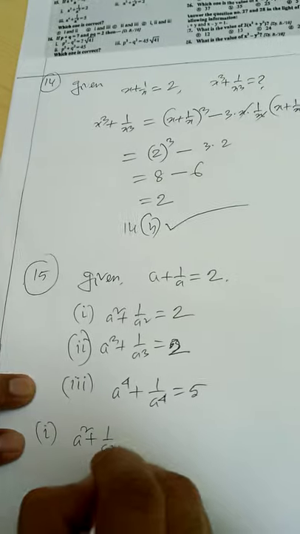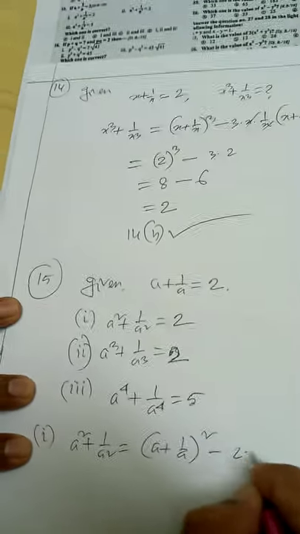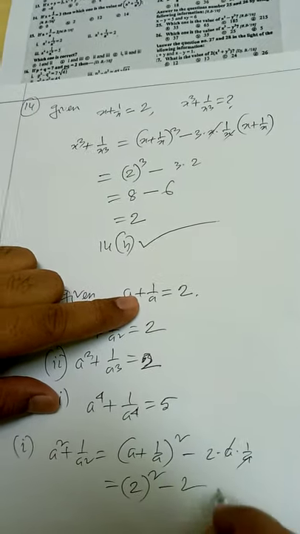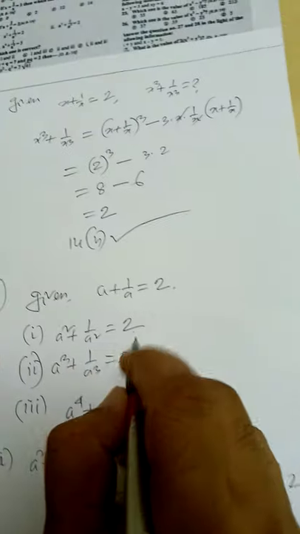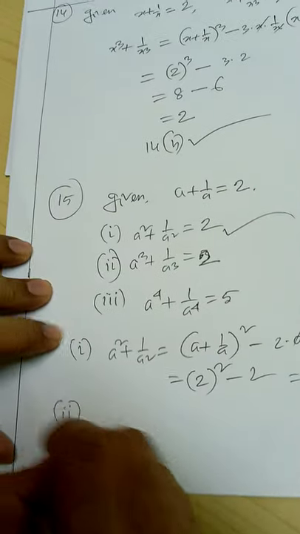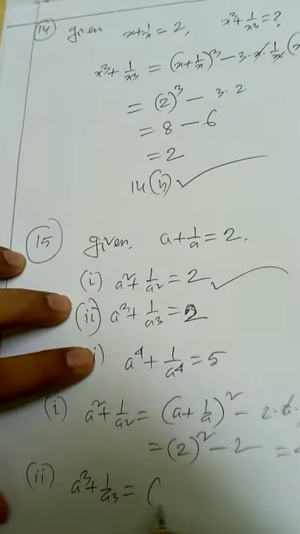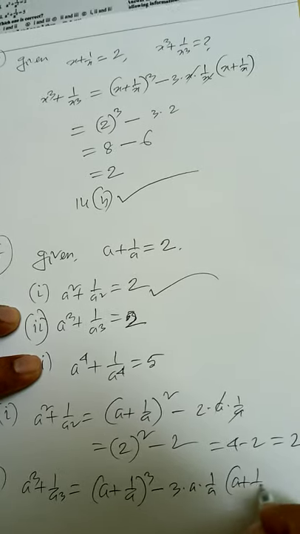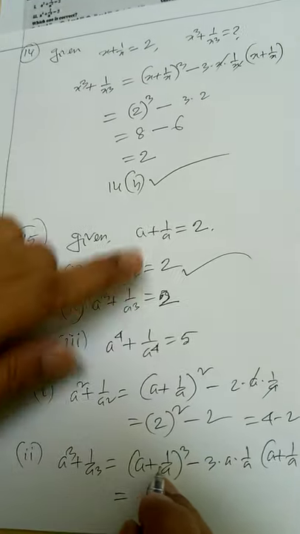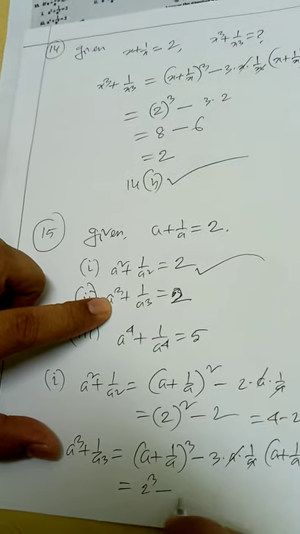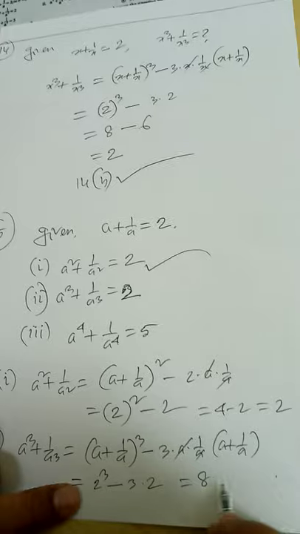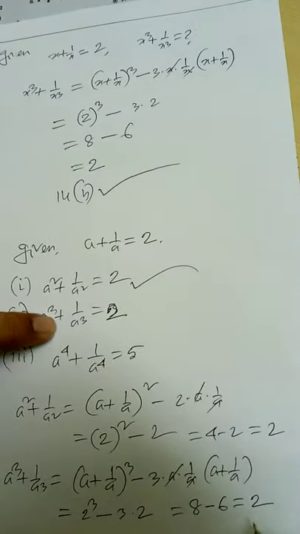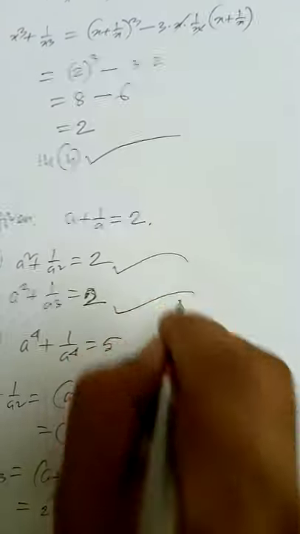Number 1: a square plus 1 by a square equal to a plus 1 by a whole square minus 2 into a into 1 by a, equal to 2 square minus 2, equal to 4 minus 2 equal to 2. So number 1 is given as 2, so it is correct. Number 2: a cube plus 1 by a cube equal to a plus 1 by a whole cube minus 3 into a into 1 by a into a plus 1 by a, like the a cube plus b cube formula. a plus 1 by a equal to 2. 2 cube is 8, minus 3 into 2, 6, equal to 2. So a cube plus 1 by a cube equal to 2. So 2 is also correct.